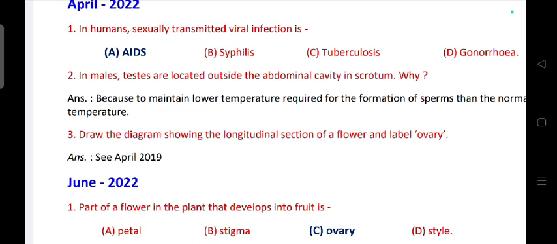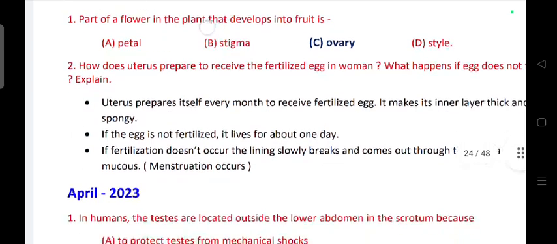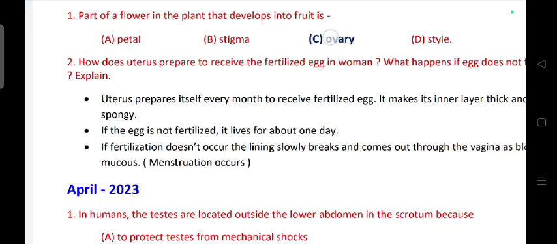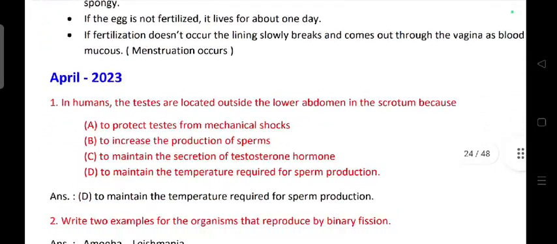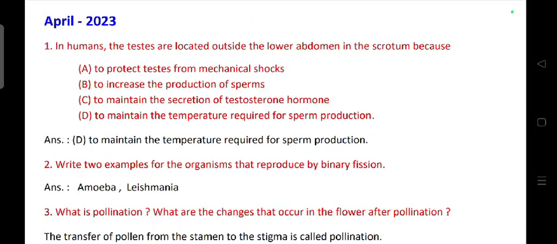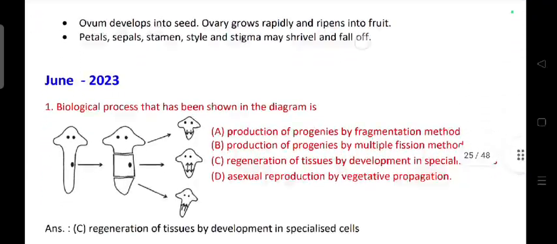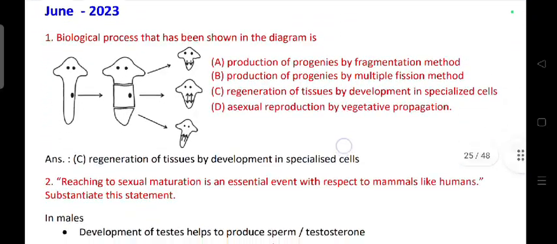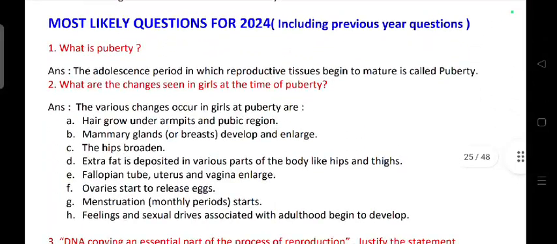Next, in 2022, part of flower that in plants develops into fruit. Answer is ovary. Next one, how does the uterus prepare to receive the fertilized egg in humans? What happens if the egg does not fertilize? Explain. So next is April 2023, a multiple choice question. One is 1 mark question, another one is 2 mark question. Next, last year paper June 2023, multiple choice question, then 2 mark question. Next, these are the most likely questions for 2024 including previous year questions also.